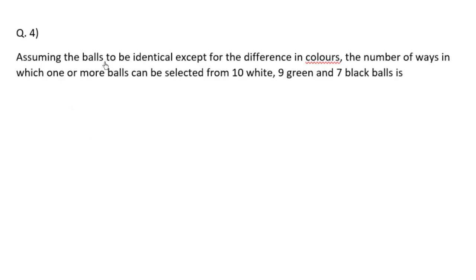Now the next question says to assume that the balls are identical except for the difference in the color. The number of ways wherein one or more balls can be selected out of 10 white, 9 green and 7 black. This is a classical question wherein we can directly apply the formula for selecting one or some of the items from P alike terms, Q alike terms and R alike terms. And we know that the formula is P plus 1 into Q plus 1 into R plus 1 minus 1. Here the value of P is 10, Q is 9 and the value of R is 7.